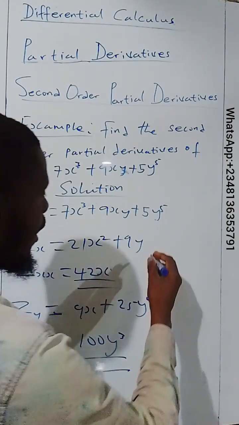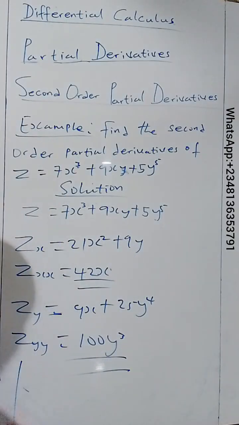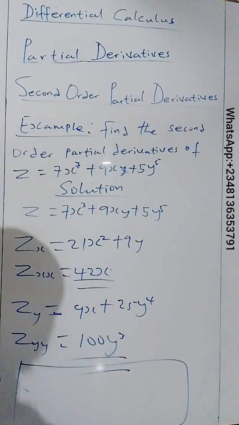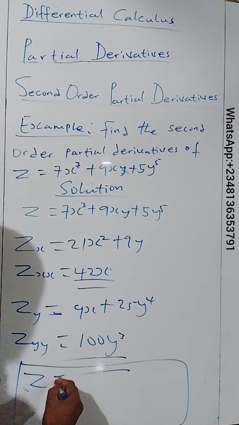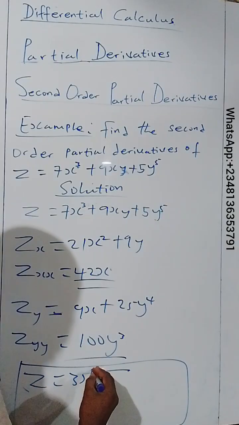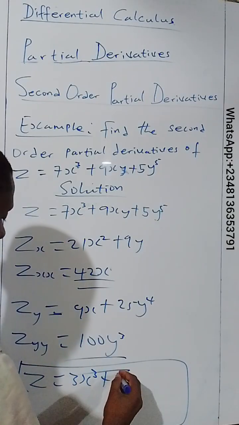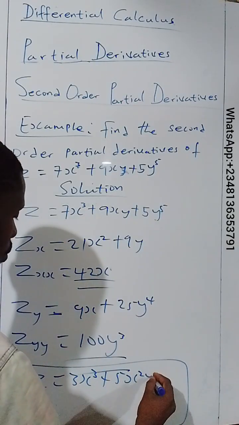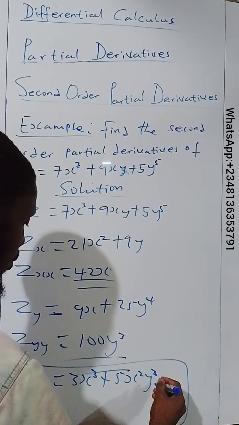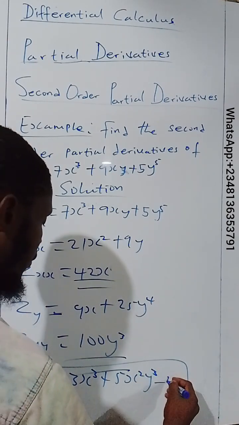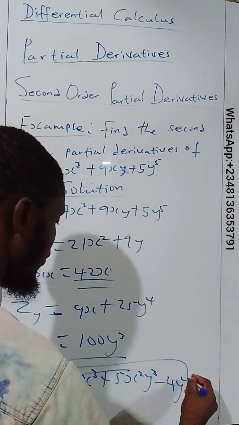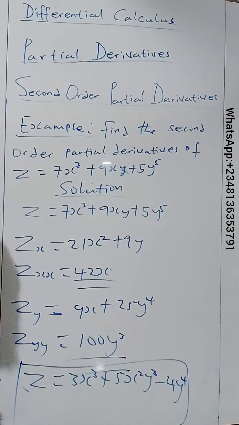You can try this on your own by finding the second order partial derivative of this function. We have 3x raised to the power 3 plus 5x squared y raised to the power 3 minus 4y raised to the power 4. Find the second order partial derivative of z with respect to x and also with respect to y.